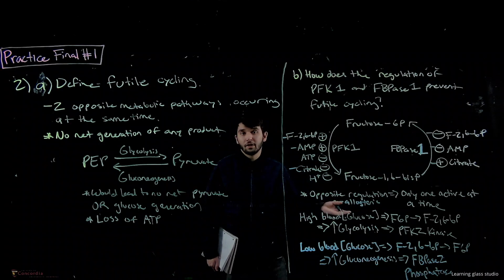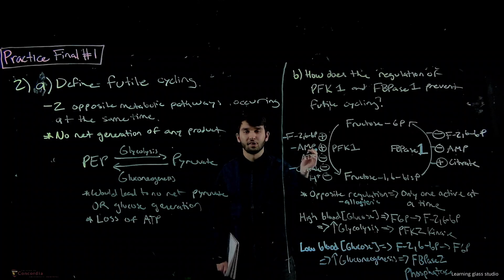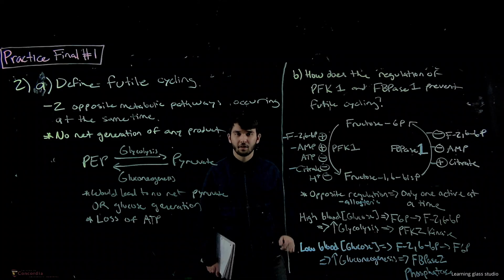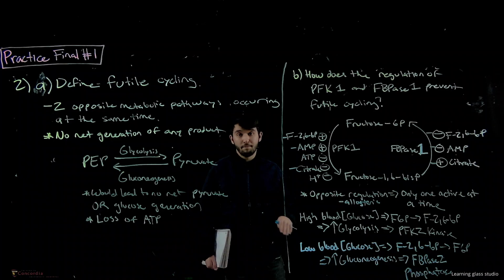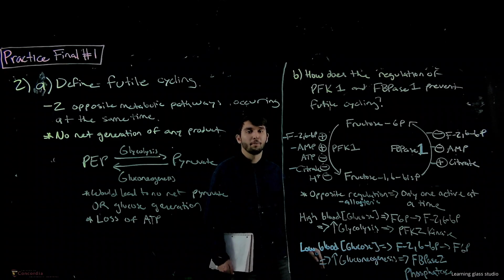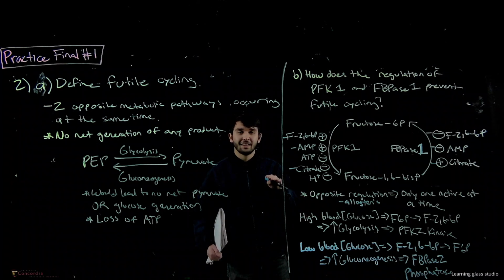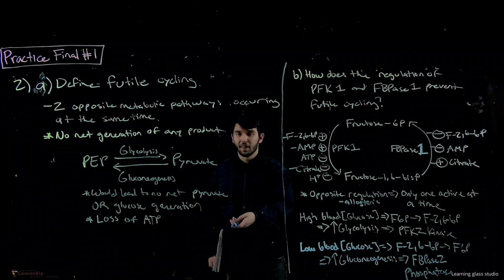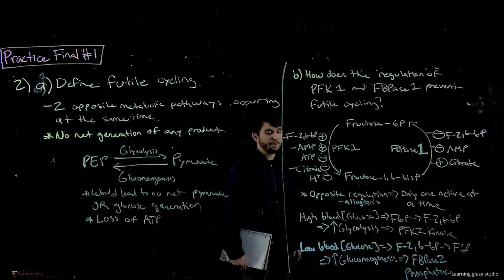That means only one of these processes is going to be active at a time, right? If you have a lot of fructose 2,6-bis-P, you're going to activate glycolysis, inhibit gluconeogenesis. So only one of these can be running at the same time because of this opposite regulation, meaning the cell is either making ATP with glycolysis or making glucose with gluconeogenesis. It's not doing both at the same time. Otherwise, you get this futile cycle that has no net production of either product and a net loss of ATP.